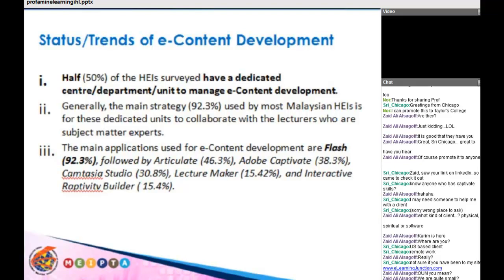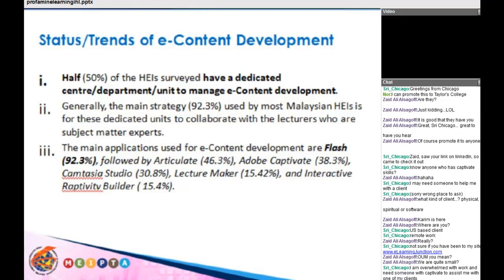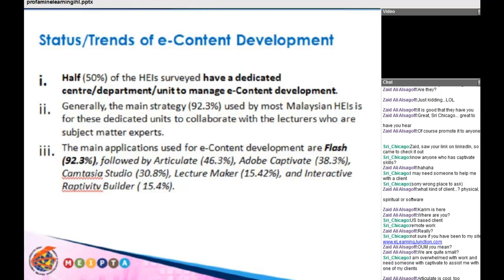So I feel that as far as content development is concerned, and this is my personal view, and what I've been advocating in UKM, is to get some basic software. We know that all lecturers will have Microsoft Office. They can use PowerPoint, they can use Word. Now I would like lecturers to have an authoring tool, a simple authoring tool, on their desktop.